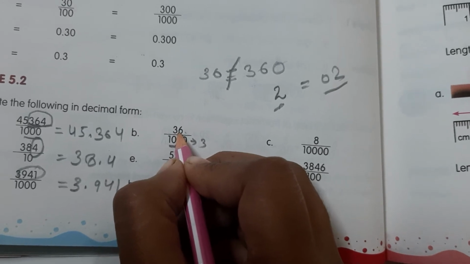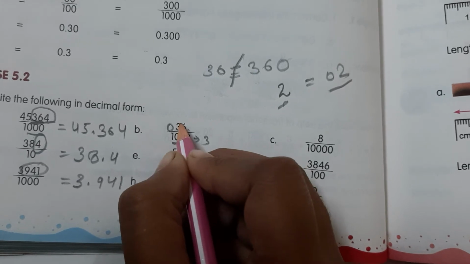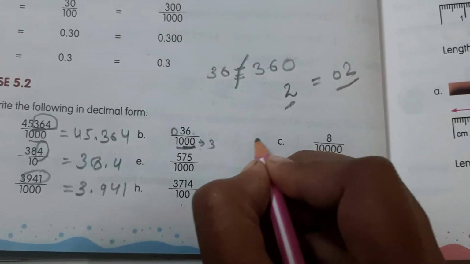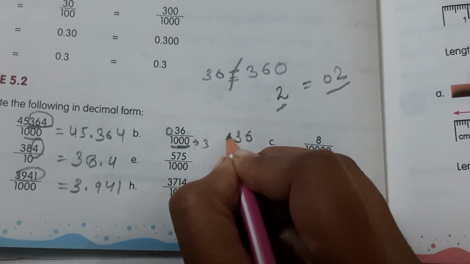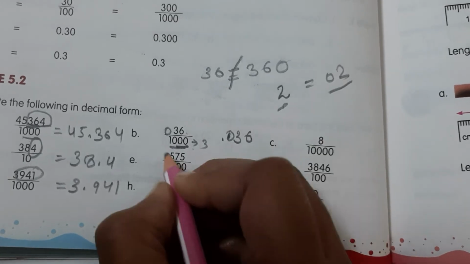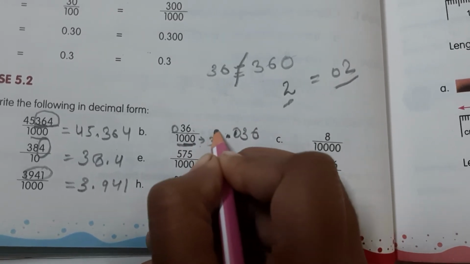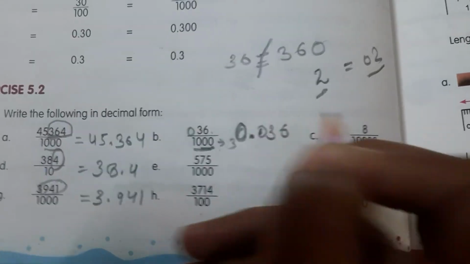We want one more, so you have to put here the 0. Okay, now it is balancing. 036, 3 decimal numbers, 3 zeros. Now put the decimal in front of these numbers. So that answer is 0.036, and there is no whole number, so you have to take here the 0.036.